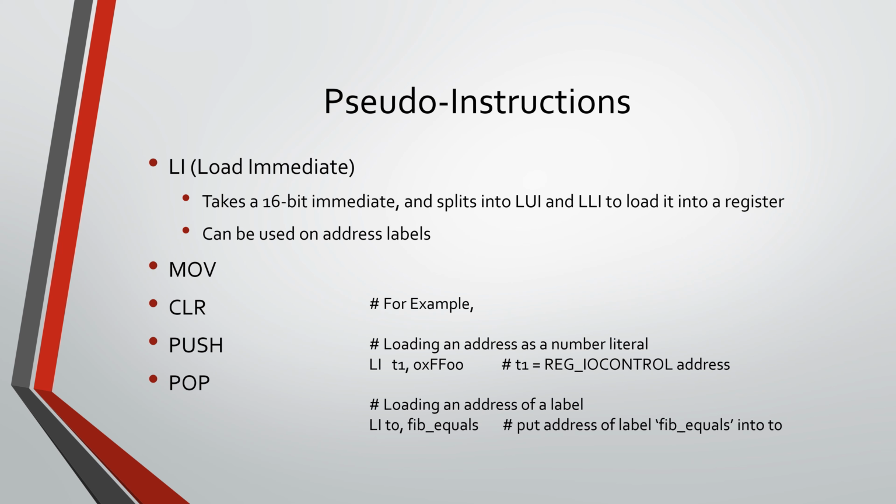With the instructions I had, that wasn't possible. So what this does is allow you to write a 16-bit immediate in the assembly language, and the assembler will split that up into the appropriate load upper and load lower immediate instructions in order to get that whole value into a register.